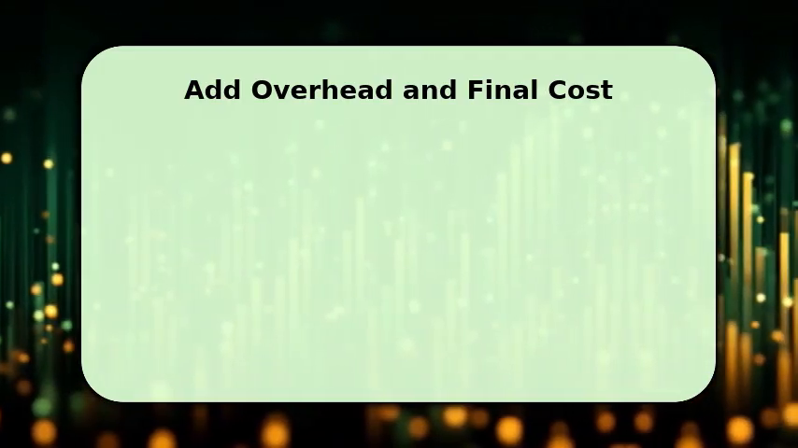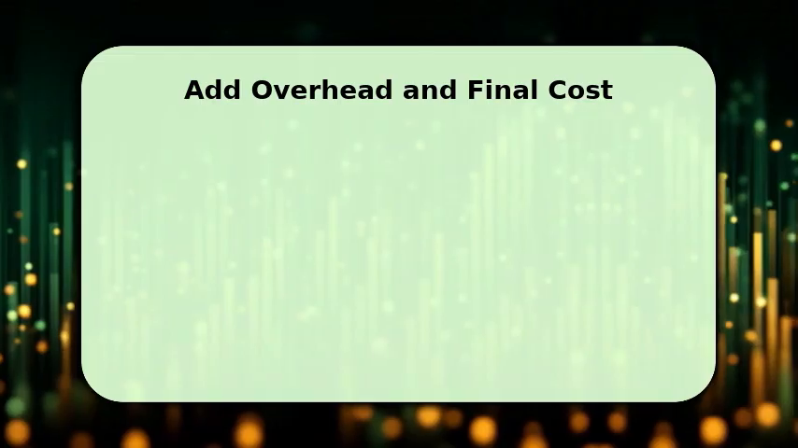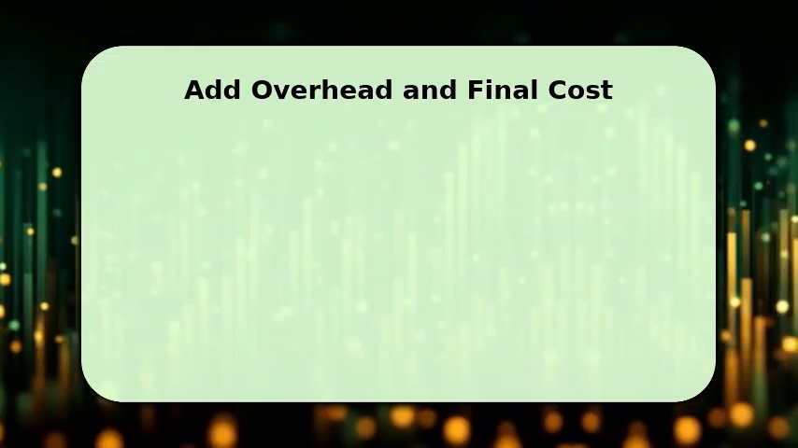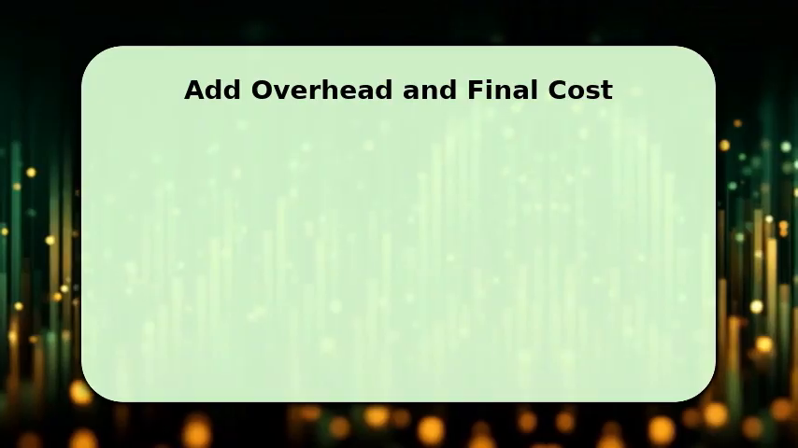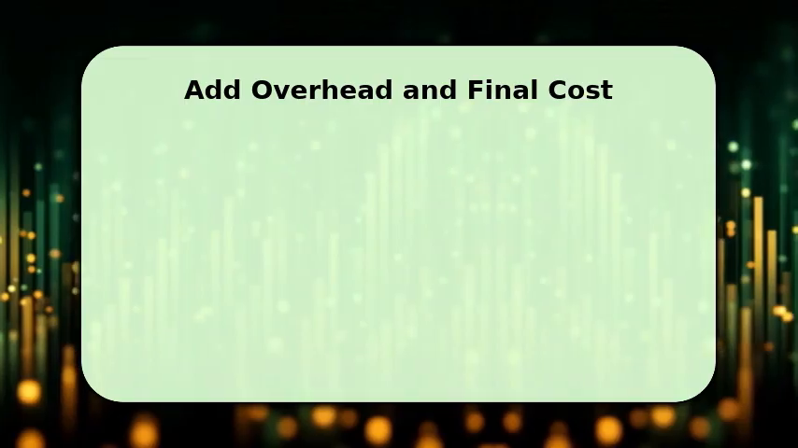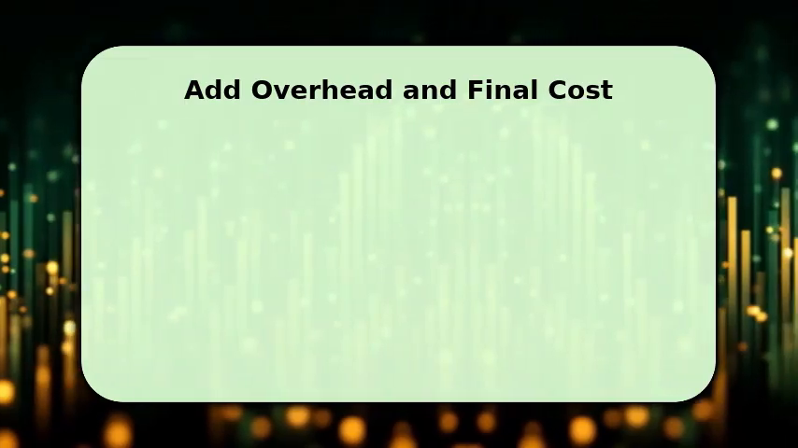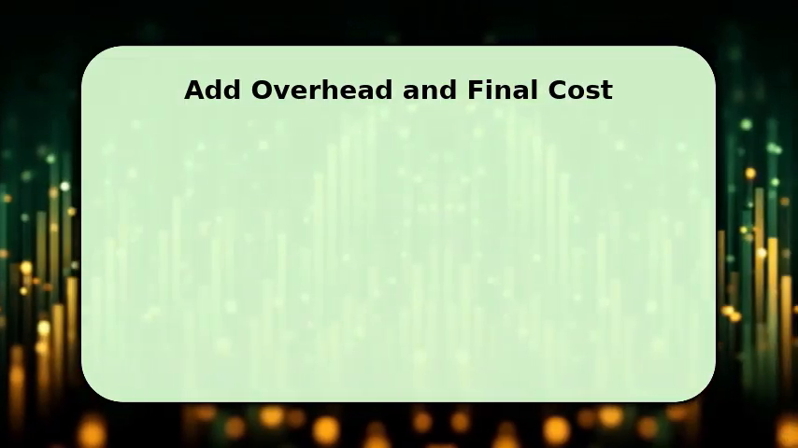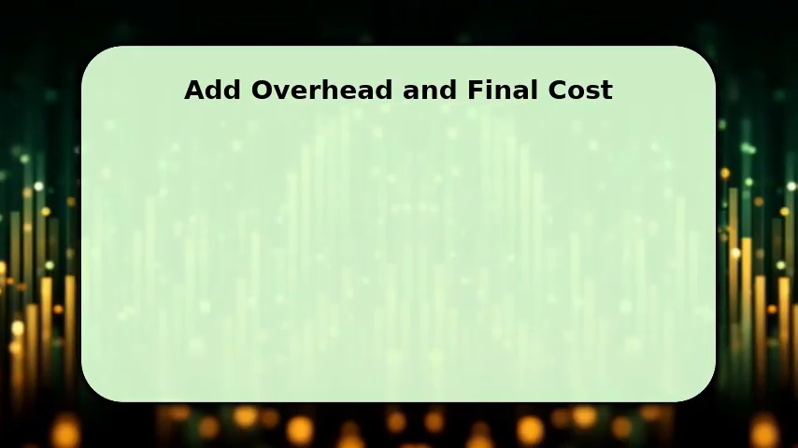Add the overhead cost to subtotal to get the final cost number. Alternatively, use one formula like equals subtotal cell asterisk 1 plus overhead percent to return the combined final cost value directly. Format the final cell in currency for clear presentation.